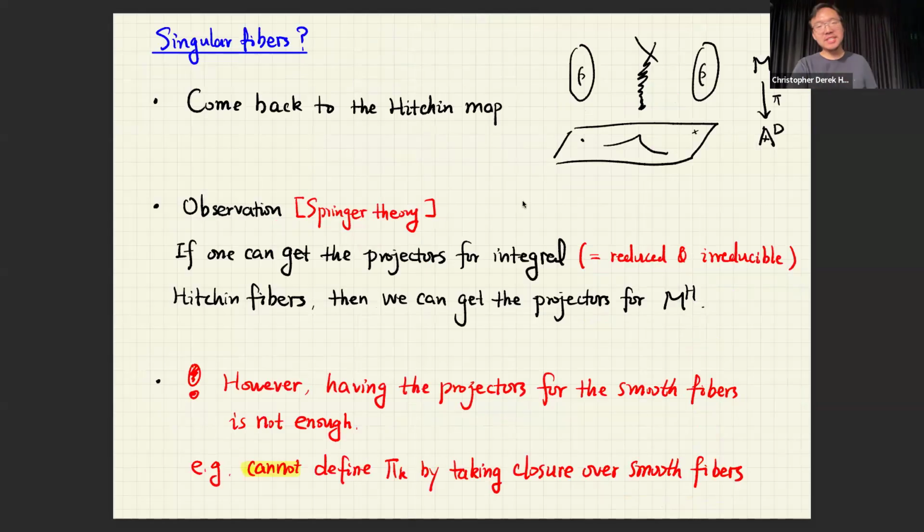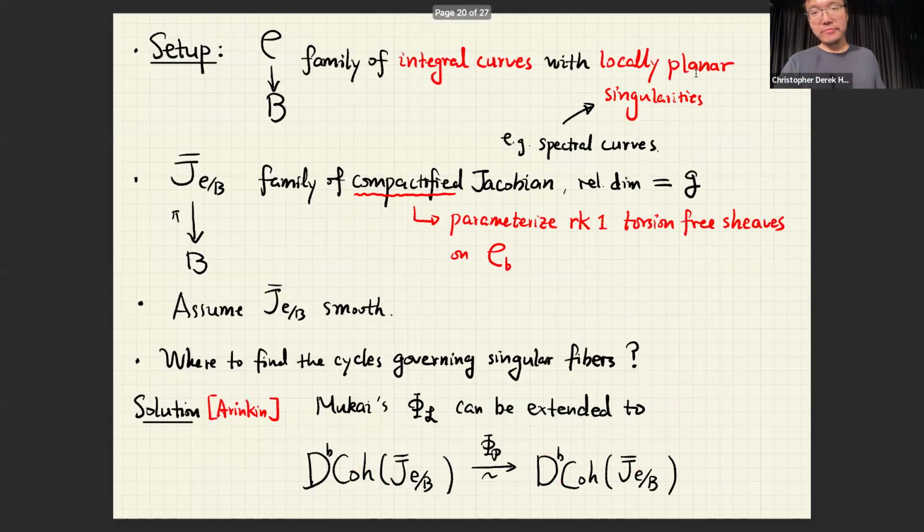So, let's go there quickly. The observation from Springer theory, using some ideas in representation theory, is that if we can handle the projectors for integral Hitchin fibers, then the Springer theory can extend them over the entire Hitchin base. But the caveat is that if you only know the projectors for the smooth fibers, which are given by Mukai's line bundle, it's not enough to tell you what happens for these singular fibers. Okay, so let me go to the ideas quickly.